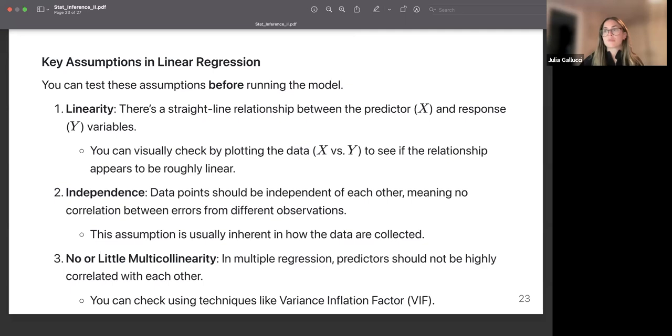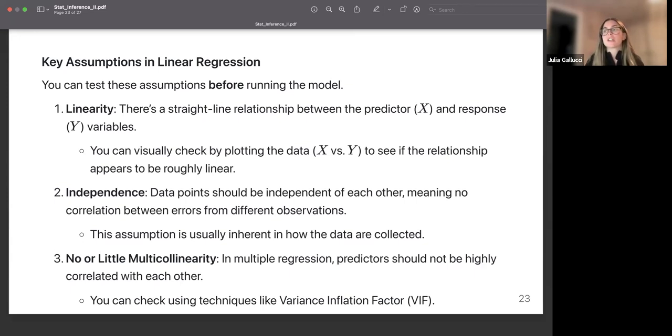So maybe it'll make a little bit more sense when I go over this particular slide. The idea here is that before you run a regression model, it's important to test certain assumptions to ensure that the results are valid. Because if you're performing a linear regression and these assumptions aren't met, you would still get an output, but perhaps they won't be valid. So let's go over some of these assumptions.